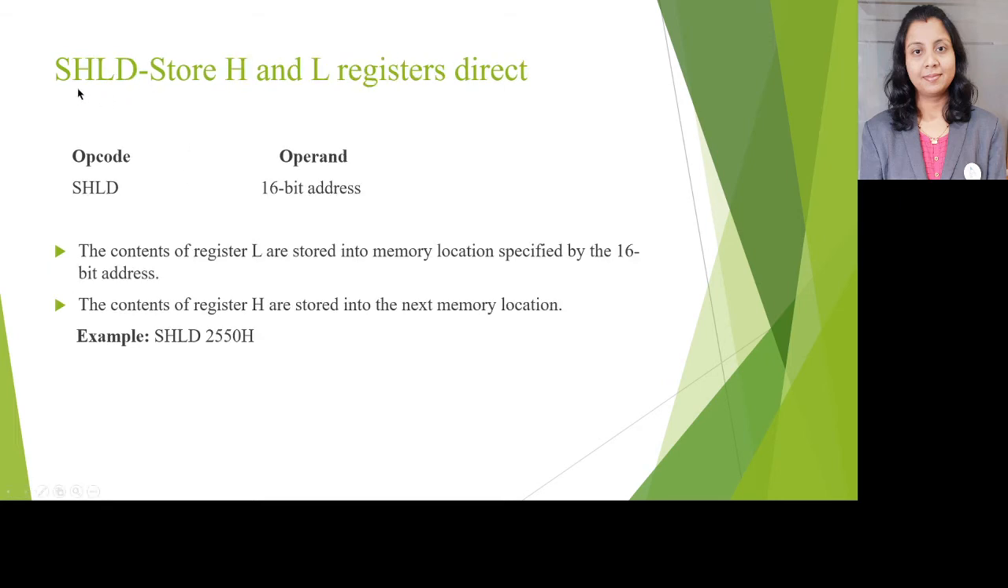Next is SHLD, store H and L registers direct. Opcode is SHLD, operand is always a 16-bit address. The contents of register L are stored into the memory location specified by the 16-bit address. The contents of register H are stored into the next memory location. The example is SHLD 2550H.